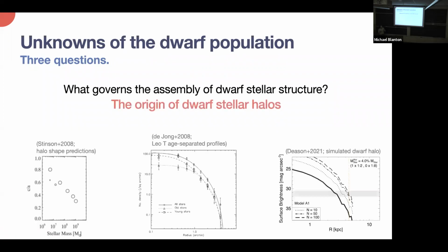And if we start with the assembly of dwarf stellar structure, today I'm going to be talking about the origin of dwarf stellar halos. So from left to right, I'm just showing a few examples from theory and resolved star work about predictions for the shape, the age separation, and the overall surface brightness of dwarf stellar halos.